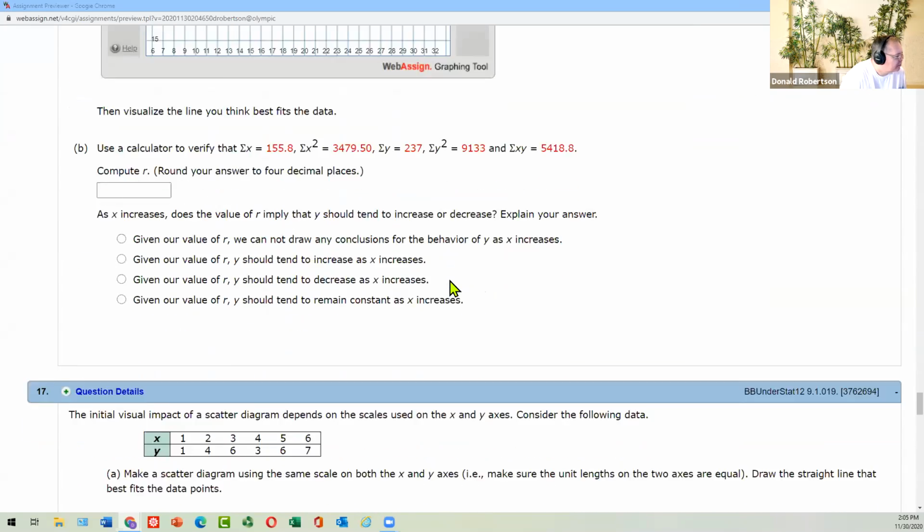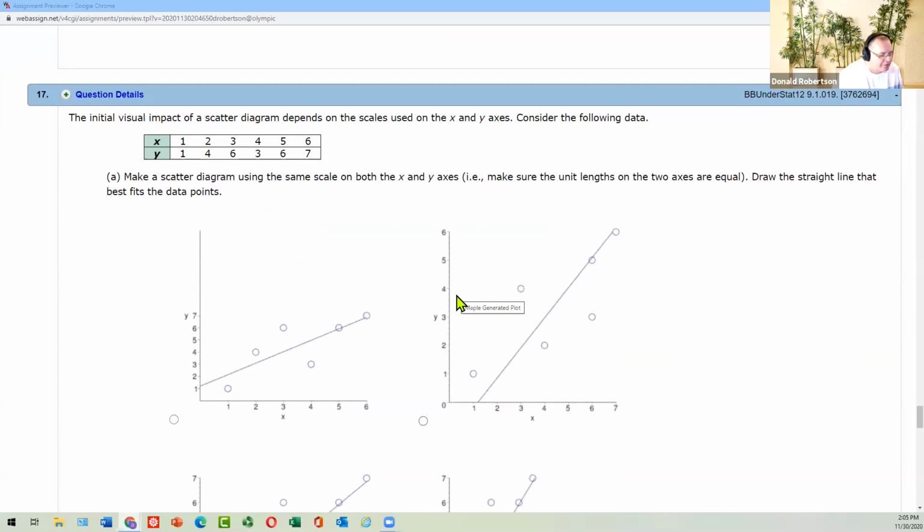16, same basic question. Oh, some a little bit different to finish. The initial visual impact of scatter diagrams depends on the scale. That one we just did a few moments ago was a good example of why, if you crush your data or use poor scales, it's hard to see the underlying pattern. So here is a set of data. And it says making a scatter diagram using the same scale on both the X and Y. So in other words, if you're doing one box is one, you go 1, 2, 3, 4, 5, 6, and up the way, 1, 2, 3, 4, 5, 6.